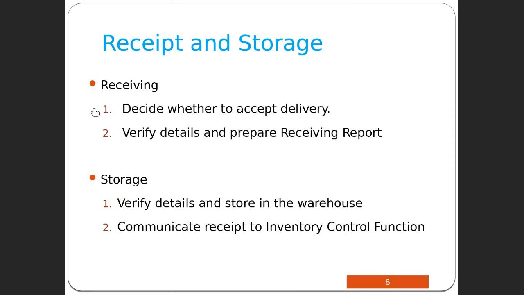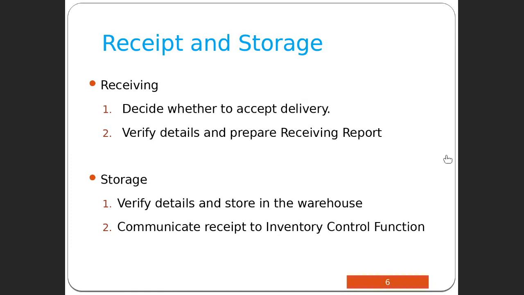Okay. The next step is receiving and storing. So once the goods are shipped, they're received by the buyer. So you have to decide whether to accept the delivery, whether they have delivered the items that you specified and the quality is good. Accept the delivery, and then you verify the details and prepare the receiving report. So now we have so far 2 documents. The first document is the purchase order, which is prepared by the buyer. The second document is a receiving report, which is also prepared by the buyer.